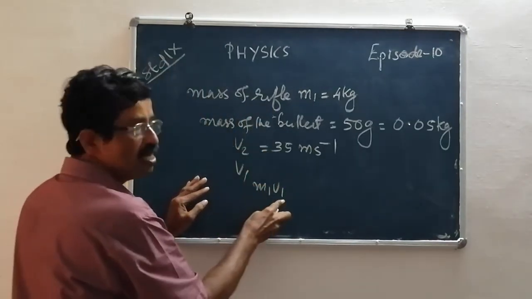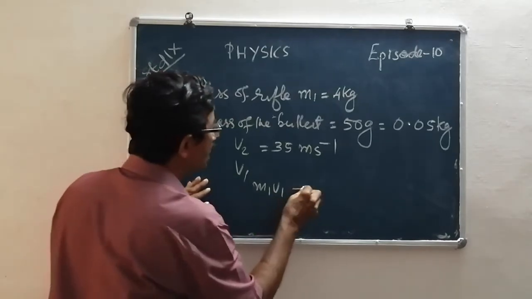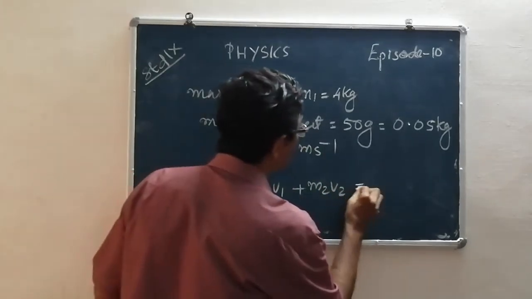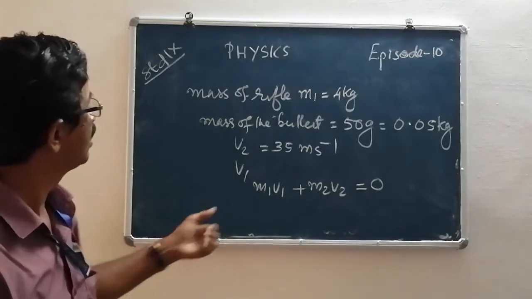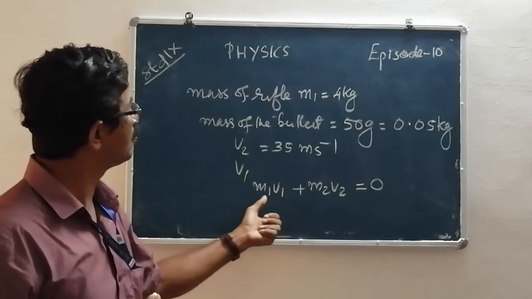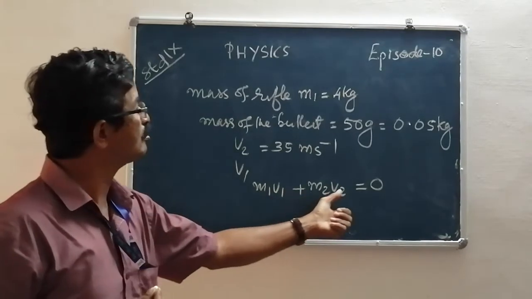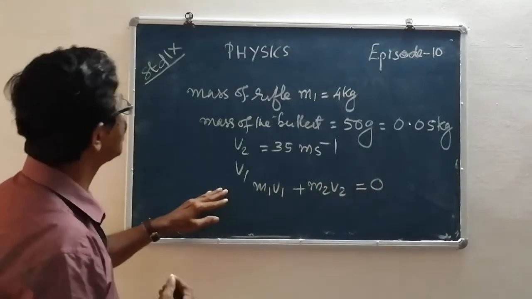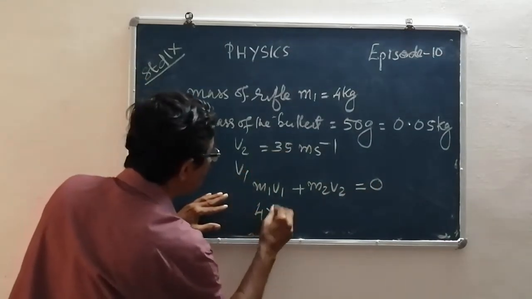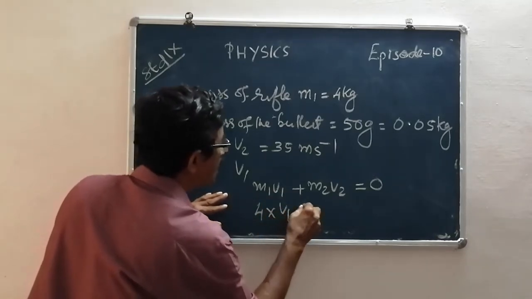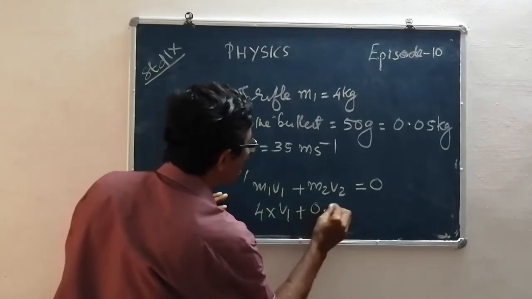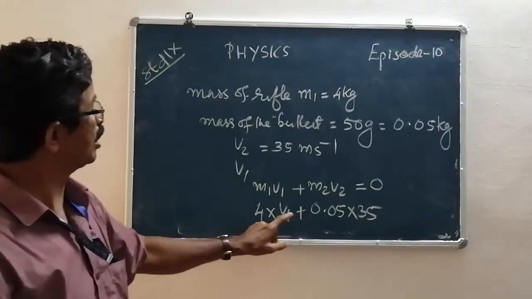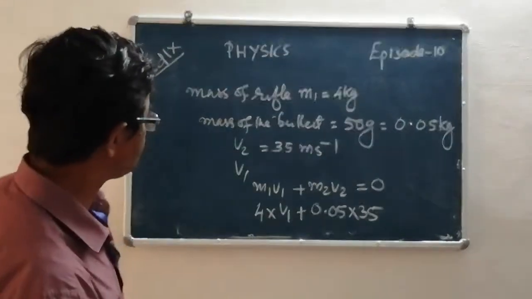That means momentum of the gun plus M2 V2, momentum of the bullet, is equal to momentum before firing, that is equal to 0. M1 V1 is the momentum of the gun, M2 V2 is the momentum of the bullet. These two after firing is equal to before firing. That is M1 is 4 into V1, that we don't know, plus M2, that is 0.05 into V2, 35.